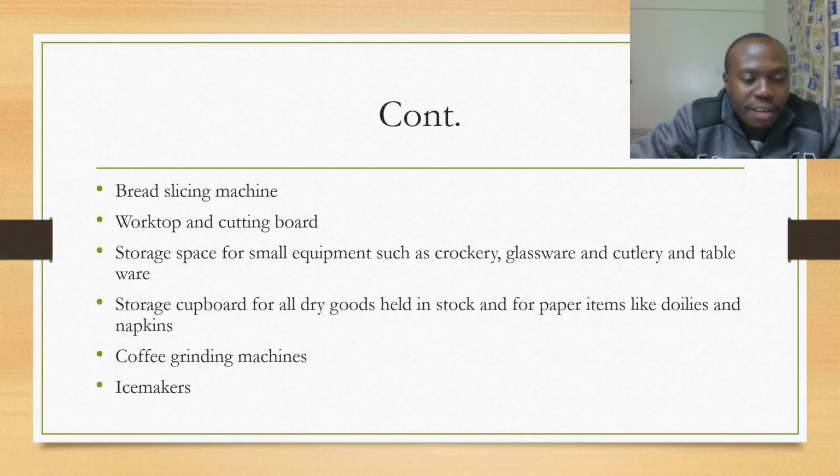Other items found in a still room include bread slicing machines, worktop and cutting boards, storage space for small equipment such as crockery, glassware, and cutlery in tableware, storage cupboard for all dry goods held in stock, and for paper items like doilies and napkins, coffee grinding machines, and last but not least, ice makers.